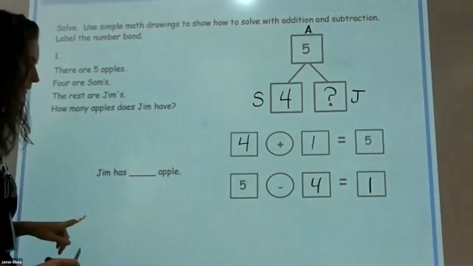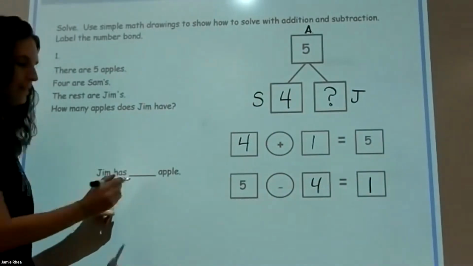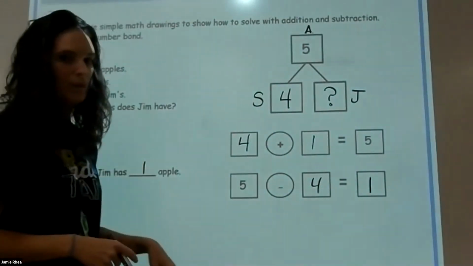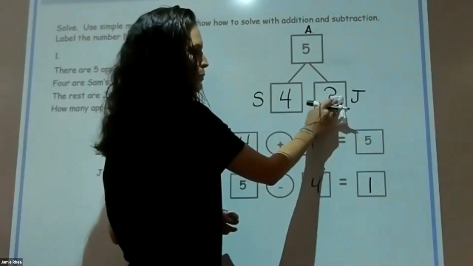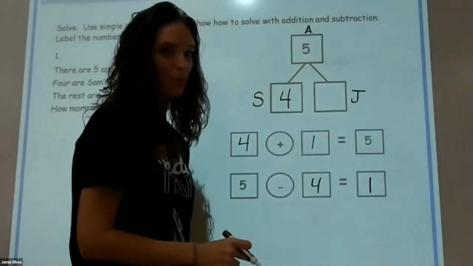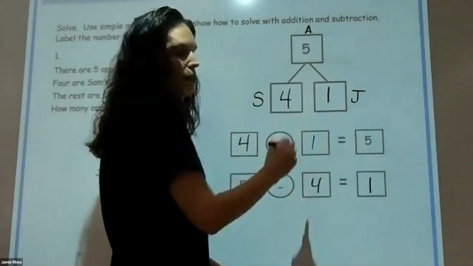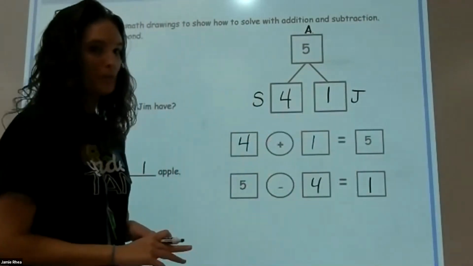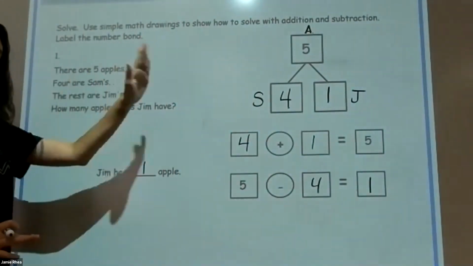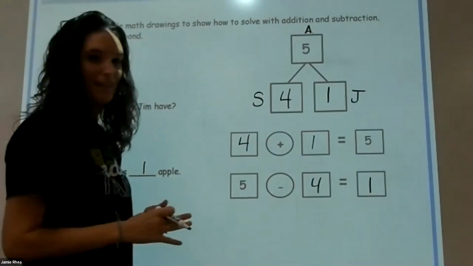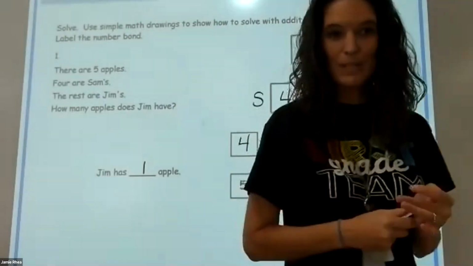So let's go back and look. Jim has 1 apple. Now, if you didn't fill in that number bond, you need to make sure you go back and put a 1. Okay? Don't leave your question mark. So now this whole thing is completely done. You are ready to go to the next one.